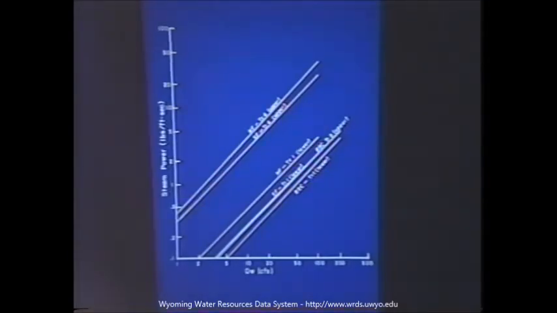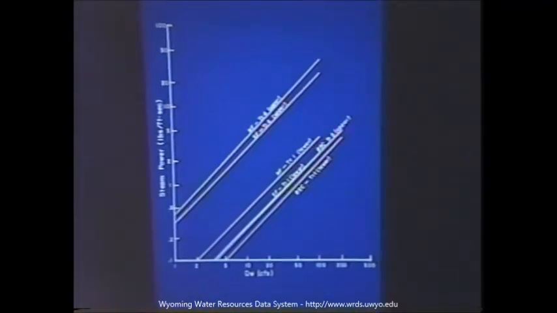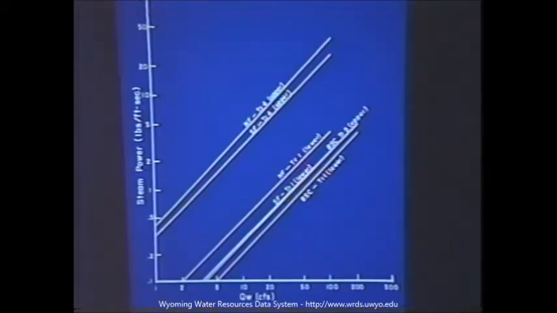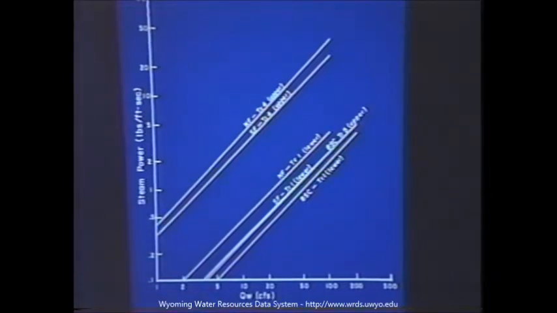If we take a look at our hydraulic geometry relationships, which we were able to develop based upon a series of cross-section measurements from low to high flows, this particular plot shows the relationship between Q_w, or discharge, at our three study sites versus stream power, which is often considered a measure of the sediment transport capability at a cross-section.